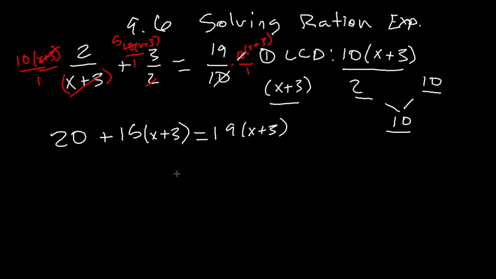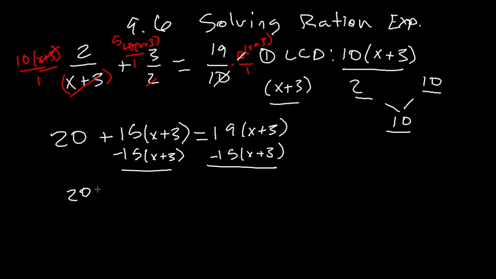Okay? Now, this is just a normal equation that we can solve for. We can distribute the 15 and distribute the 19 and solve from there, or, little trick, this is 15 x plus 3's and we've got 19 x plus 3's. So what if I subtract 15 over here, and I subtract 15 over here? Well, 20 remains unchanged, so I've got 20 equals. Now I've got 19 x plus 3's minus 15 x plus 3's. Well, that leaves me 4 x plus 3's.